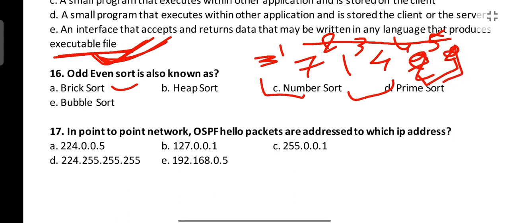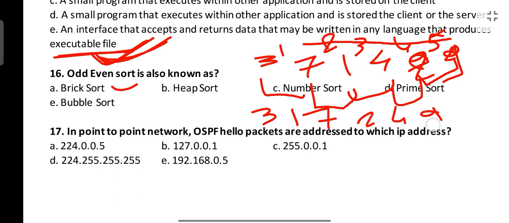Now in the next pass, all the even places will be sorted. So 7, 1 and then 4, 2. 7, 1 will replace their places. So here it will be 3, then 1, then 7, then 2, then 4, then 9. Again an odd pass and then similarly an even pass. That's how this sort works. This sort also has time complexity of order n square. Okay.